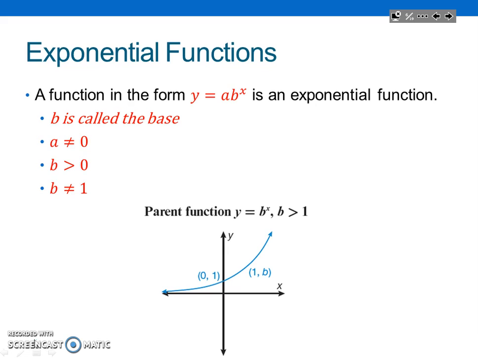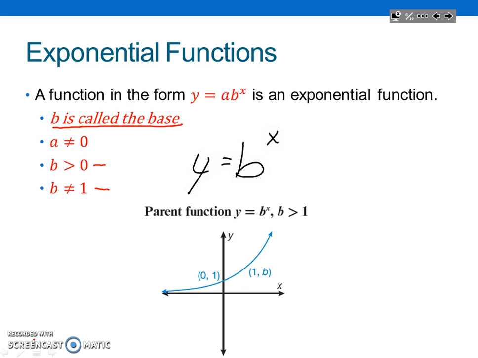Our parent function is going to be y equals b to the x power. Okay? B is called your base here. And that's the most important part. This b is called your base. Okay? Your base must be greater than 0, and your b cannot equal 1. So it's got to be a number that's between 0 and 1, like a proper fraction, or it's got to be a number that's greater than 1. Okay? It can't equal 1 because 1 to any power is just going to stay as 1, so it'd just be constant, a straight line.